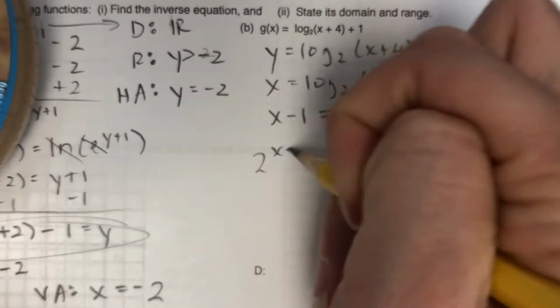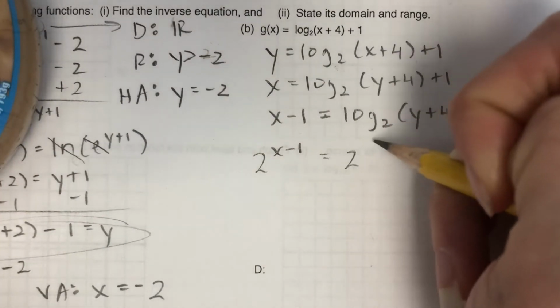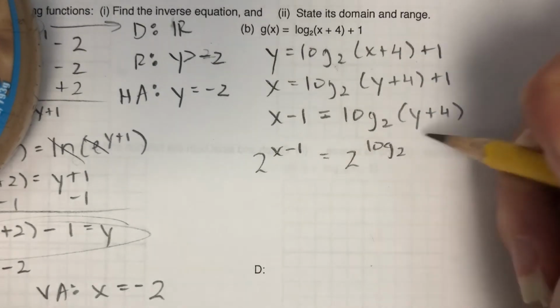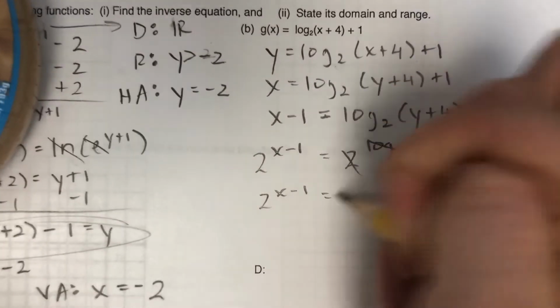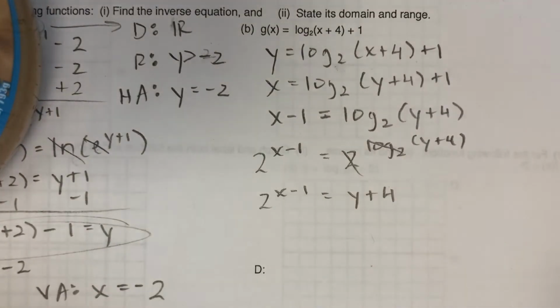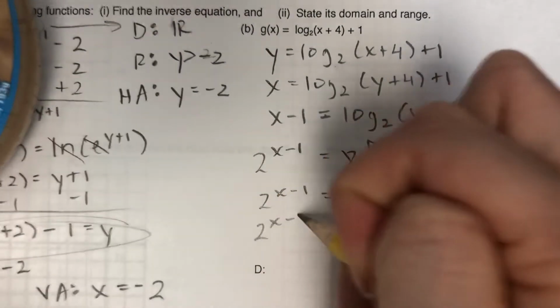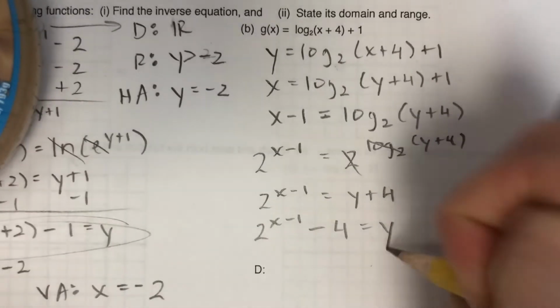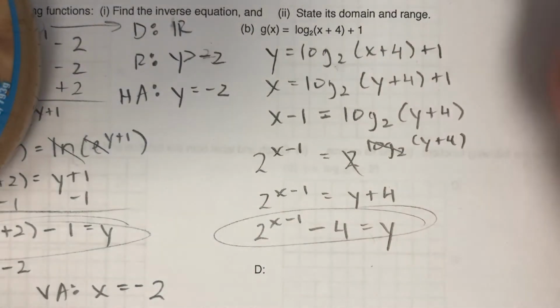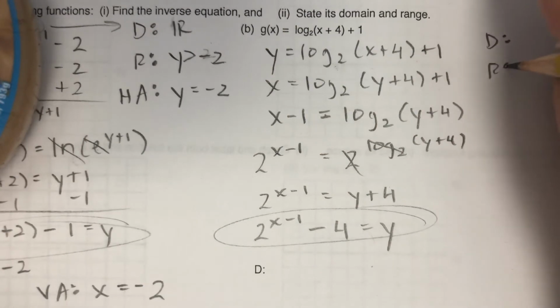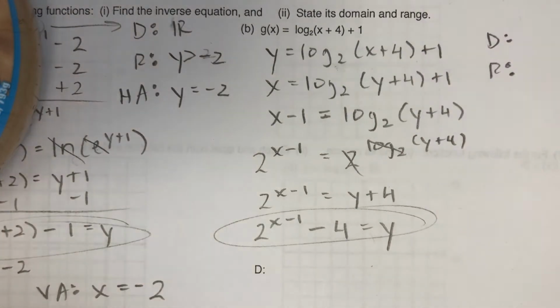And I'm going to take both sides of this equation and put in base 2. When I do that, these are going to cancel each other out. So I have 2 to the x minus 1 equals y plus 4. Last step, subtract 4 from both sides. So this is our inverse equation. Okay, so let's just go graph the original and find the domain and range of the original. We can also find the asymptote for it as well.